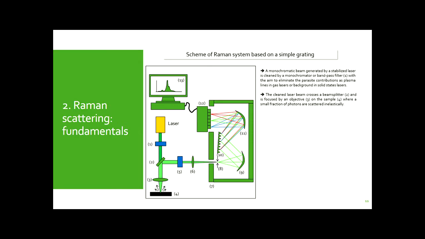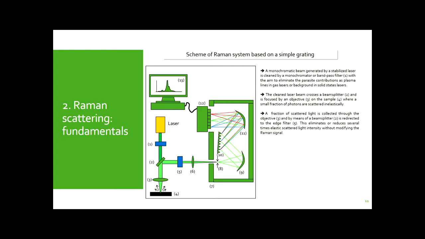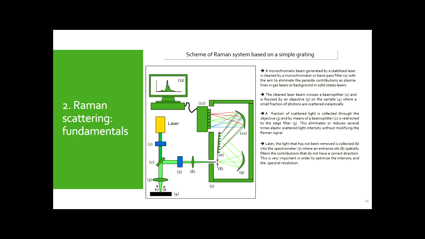Then the cleaned laser beam crosses this beam splitter, and with this lens is focused onto your sample. Then all these photons are scattered everywhere, and the small fraction of photons that are scattered go through this lens once again, through the beam splitter again, and are directed toward this monochromator. Here, in 5, you have once again an edge filter in order to clean this signal a bit, another lens to focus this into your monochromator, and the light then enters the monochromator.